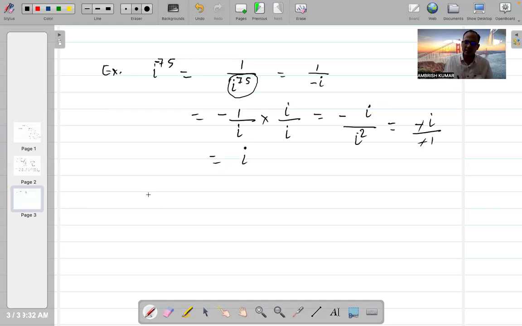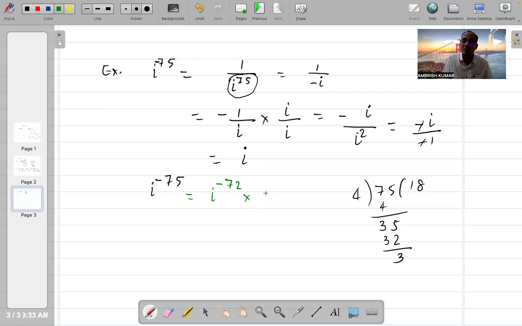Okay. The other way can be like this. Look, we have i to the power negative of 75. Just forget the negative sign, simply divide 75 with 4. Look, you will be getting 18 times. So 4 times 18 is 72, again 3 is the remainder. So look, the minus 75 power, we can further break as i to the power minus 72 into i to the power minus 3.